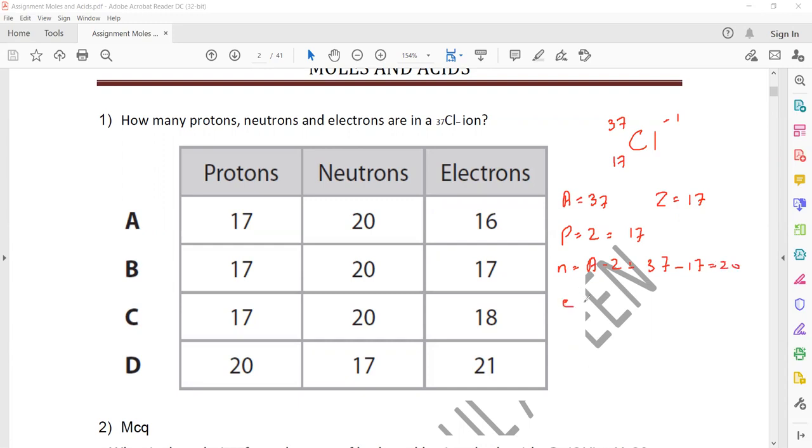And to find the electron number, that is Z minus the charge. So Z is equal to 17 minus, and the charge is -1, so it will be 17 minus minus plus 1, which is equal to 18. So it has 17 protons, 20 neutrons, and 18 electrons. That's why it matches with option C.